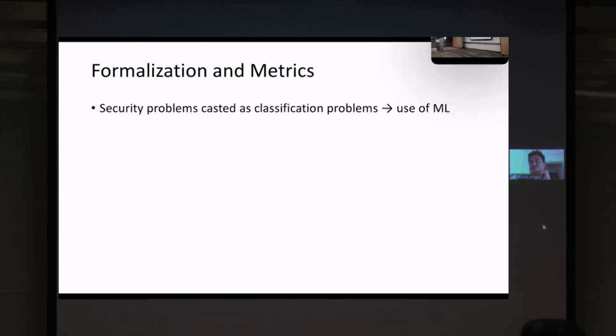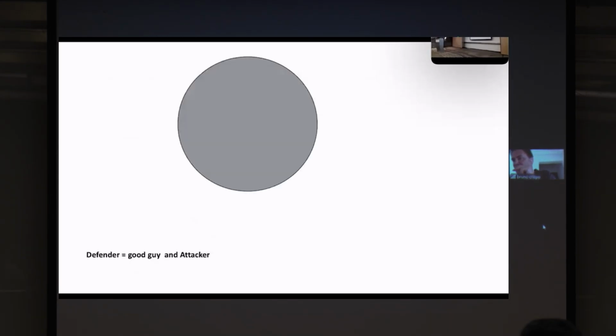Now, using machine learning, there are several metrics that are important to consider. So let's see the main ones. First of all, in a typical security setting, you have two actors. The defender is the good guy, the one that wants to protect the system, and the attacker is trying to attack the system. And I will focus in this seminar mostly on the case of anomaly detection.